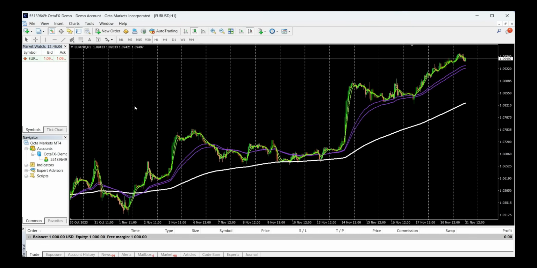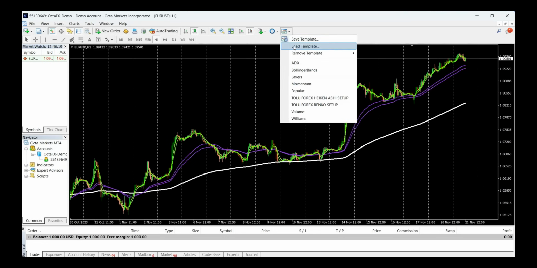Okay. I've reopened it. I've closed it and I've reopened it. So what should I be expecting to see? So go to your template list. You should be able to see these two. Tolu Forex Heiken Ashi setup and Tolu Forex Renko setup. You can see both of them, right?